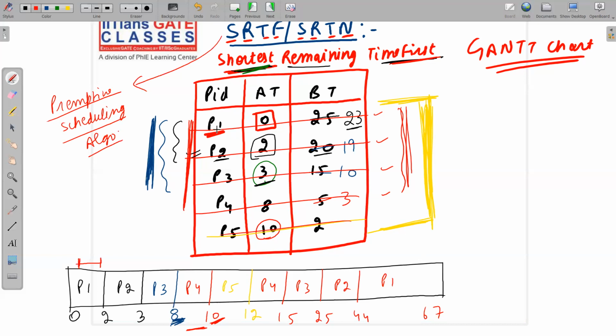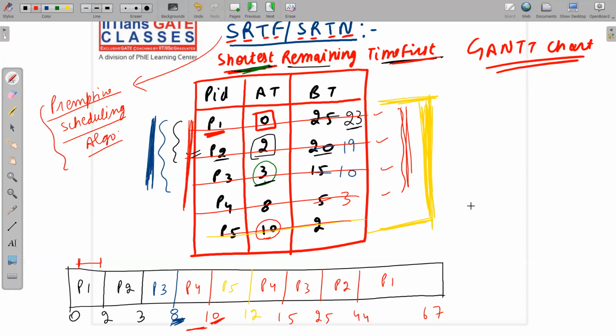P1 has not voluntarily released the CPU. The CPU was not released by P1 of its own will; it was against its will. P1 was not ready to give up the CPU, but still the CPU was snatched from P1 and given to P2. So I hope I have made the point clear. This is a preemptive scheduling algorithm.